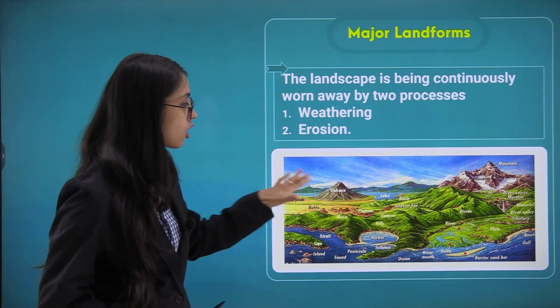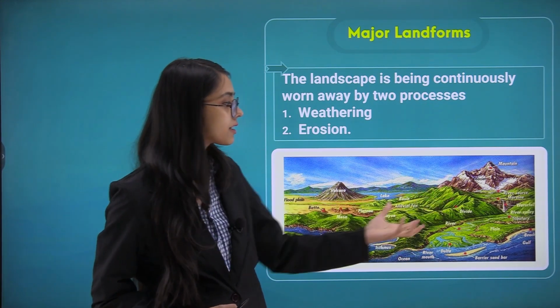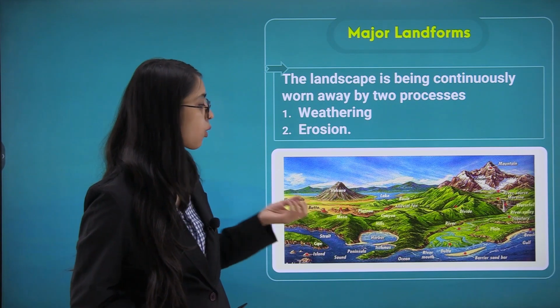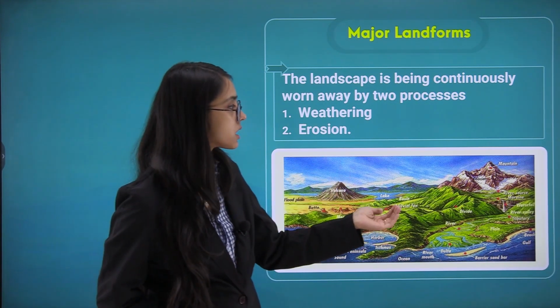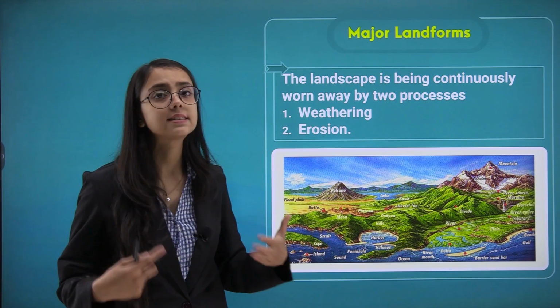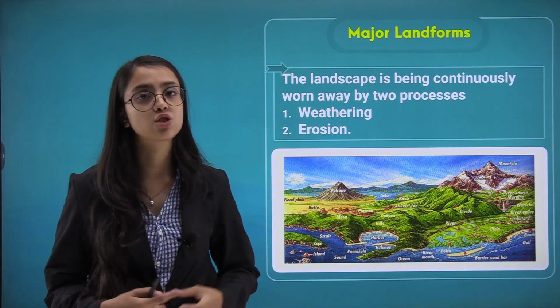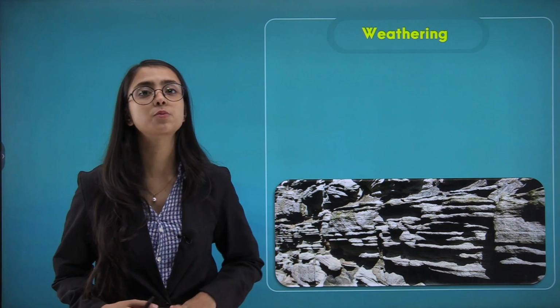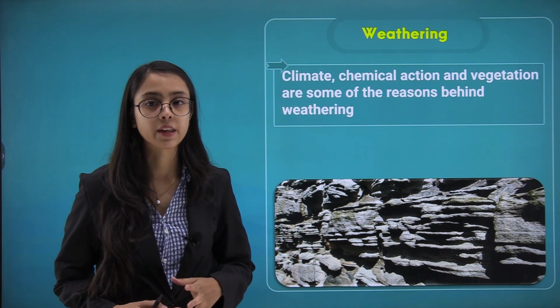As you see, on the surface of the earth, there are different types of landforms. There is a volcano, plain, mountains, glaciers, lake, etc. How do these landscapes continuously change? So, the first process is known as weathering.